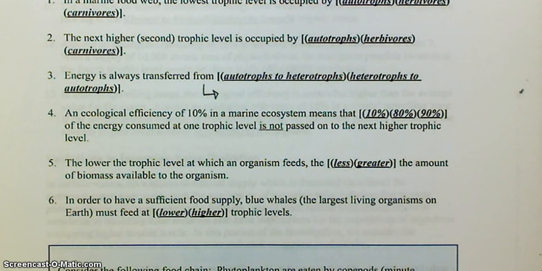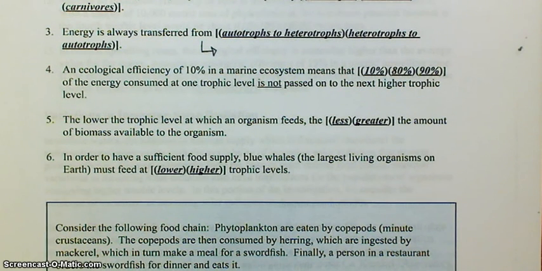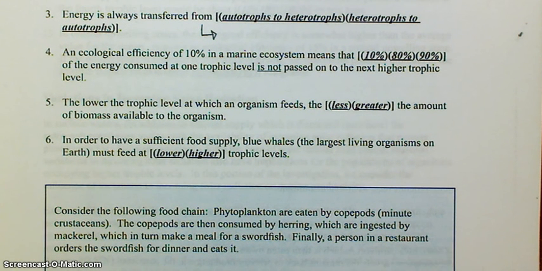The lower the trophic level at which an organism feeds, what? The less or greater the amount of biomass. Well, think of your energy pyramid. Your lower trophic levels are going to be wider and broader, which is because they have more energy. So your lower trophic levels are going to have greater biomass available. Okay? So that's number 5.